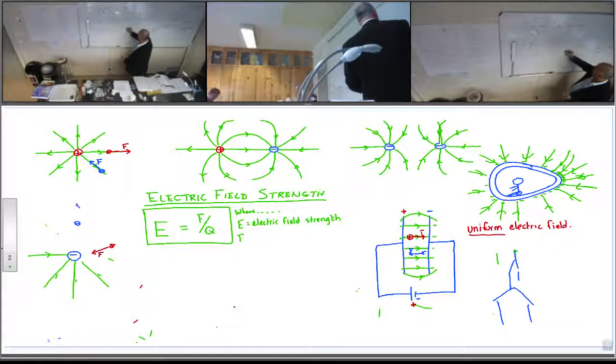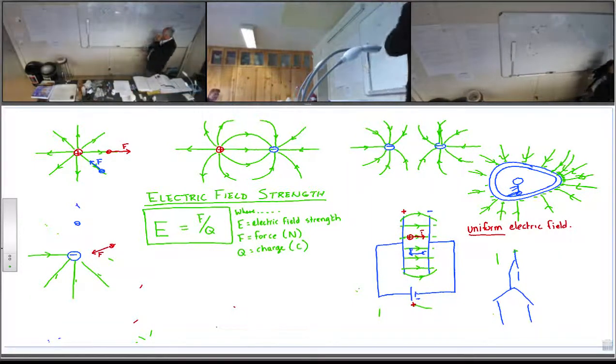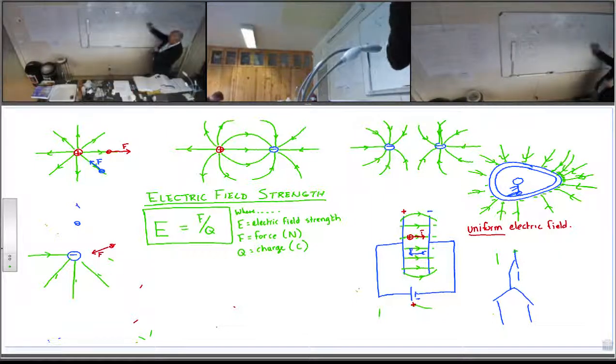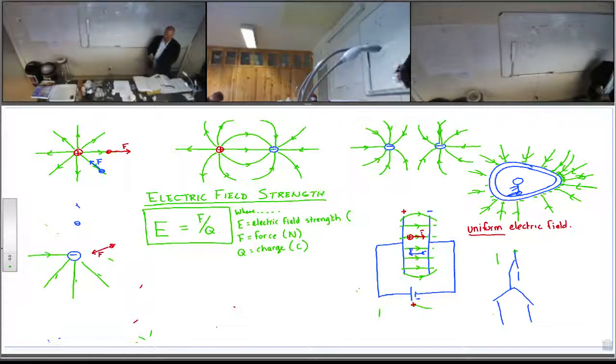What does F stand for? And what is force always measured in? And Q, charge in coulombs. Can anyone therefore tell me what E is measured in? Have a look. What's that and that?